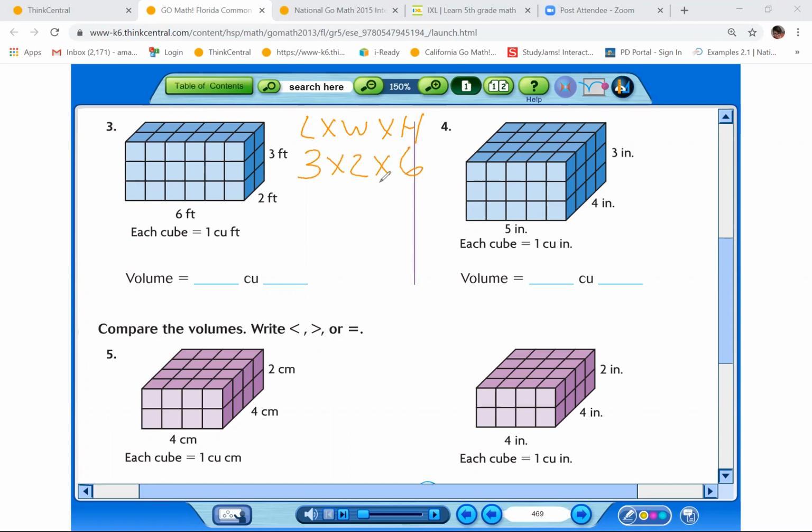All right, I did mine, and I put my numbers a little bit out of order, didn't I? Because using that commutative property law, it really doesn't matter which order you're putting them in when you're multiplying. And the reason that I did that is because 3 times 2 is 6. And 6 times 6 is 36, and it's cubic feet.